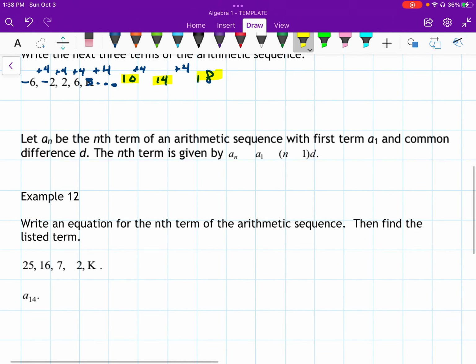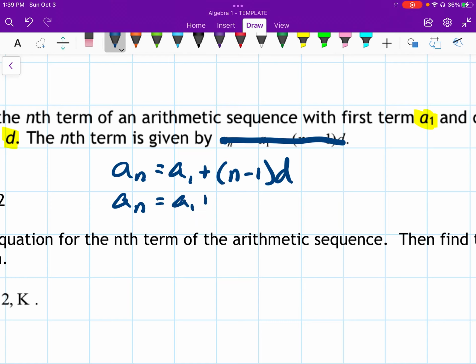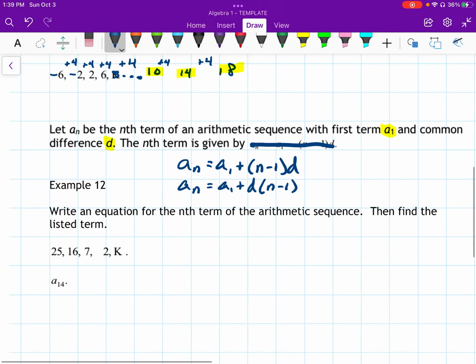Next up, let a sub n be the nth term of an arithmetic sequence with a first term a sub 1, right? So that's just saying the first one listed, and the common difference d, just like what we were talking about. The nth term is given by a sub n equals a sub 1 plus n minus 1 times d. And I will often rewrite it as a sub n equals a sub 1 plus d times n minus 1. I normally like to put the d in front.